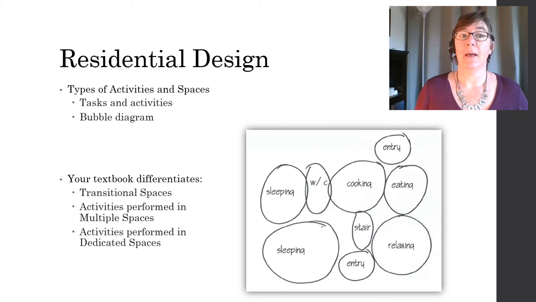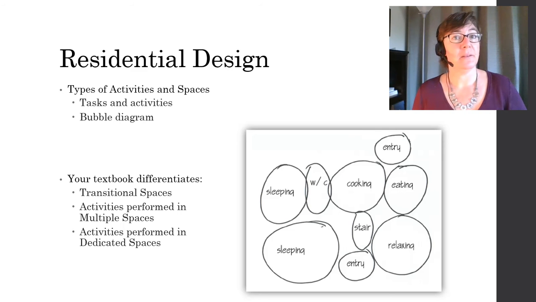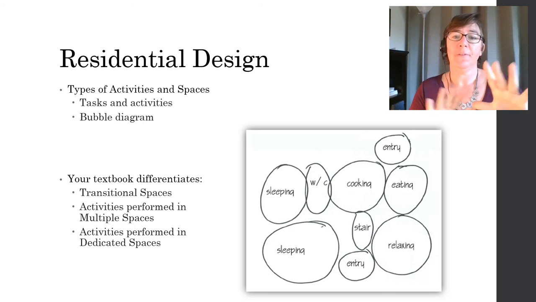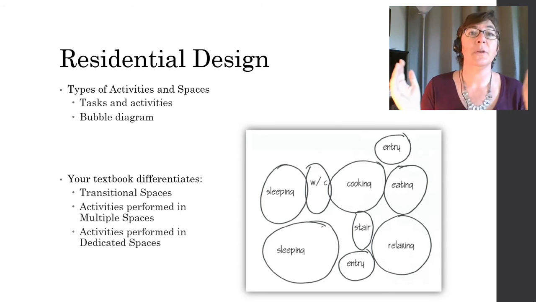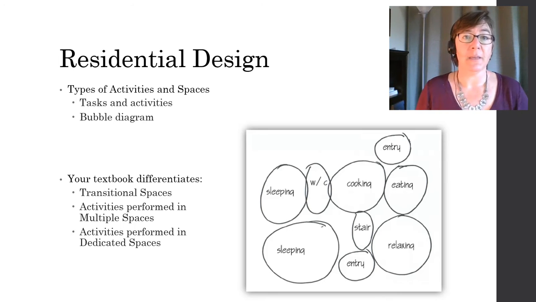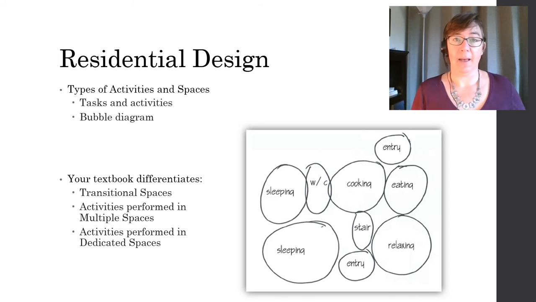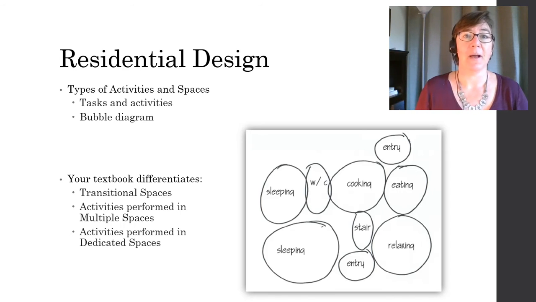So when we talk about the types of activities and spaces that are in a residential design project, you really want to focus in on the tasks that happen within the space. And here's one way to do it. It's called a bubble diagram. You might be familiar with this, but here's an example of diagramming out the different spaces within a home in this example, or you can do it within a room, and what they might be used for. Your textbook differentiates between these couple of headings, and so that's what we're going to talk about today.